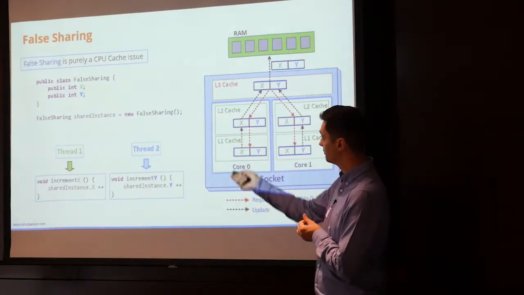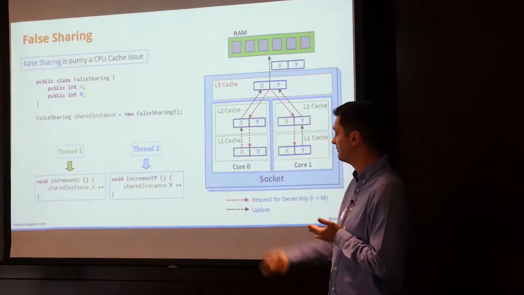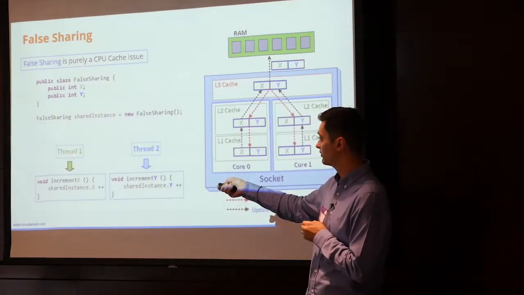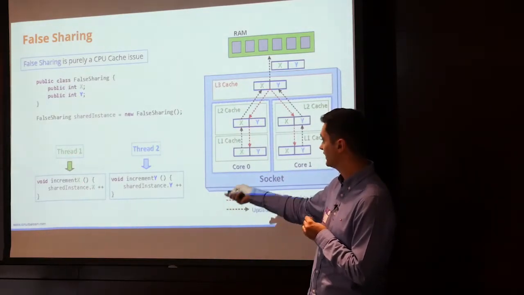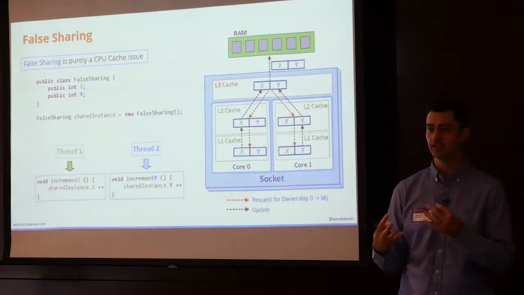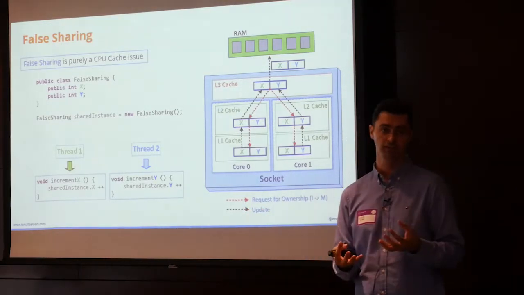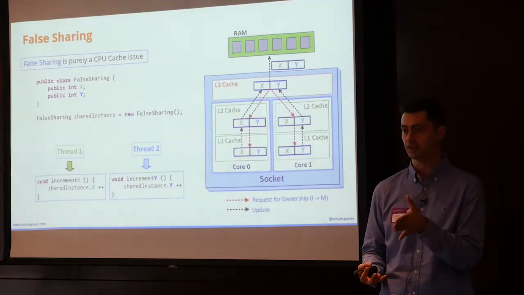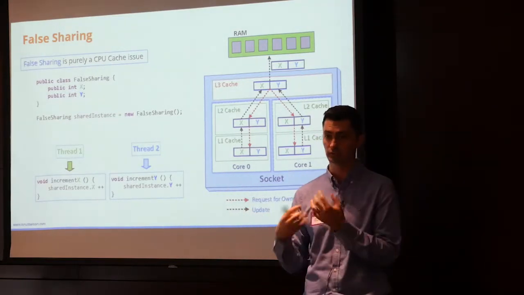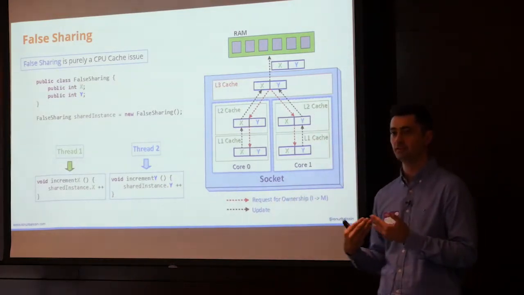What might happen? Suppose you have a wrapper, an object which has multiple fields like X and Y, and multiple threads. Thread 1 updates X, and the second thread updates Y. If I were to ask you, is there any contention between thread 1 and thread 2? The obvious answer is no, because thread 1 updates X and thread 2 updates Y. So there is no contention. However, from the CPU perspective, it's a contention.